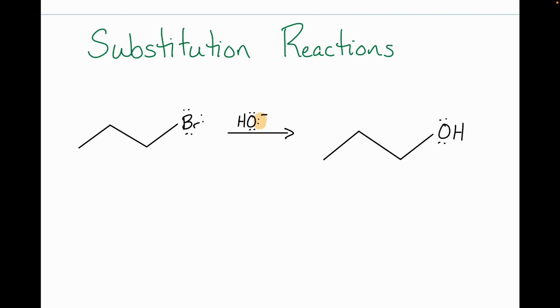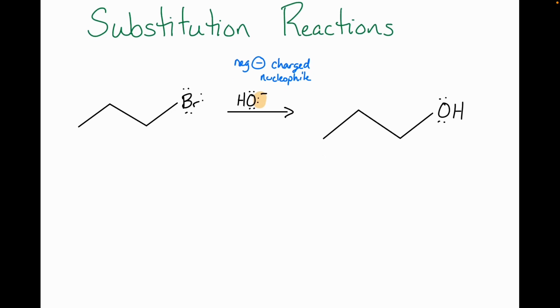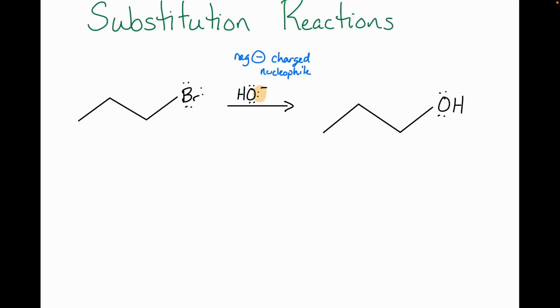Hydroxide would be an example of a negatively charged nucleophile. And those absolutely tend to be the best. Having a net negative charge makes you very electron rich, and that's the property of a nucleophile. Let's do another example here. But now we're going to use a neutral nucleophile.